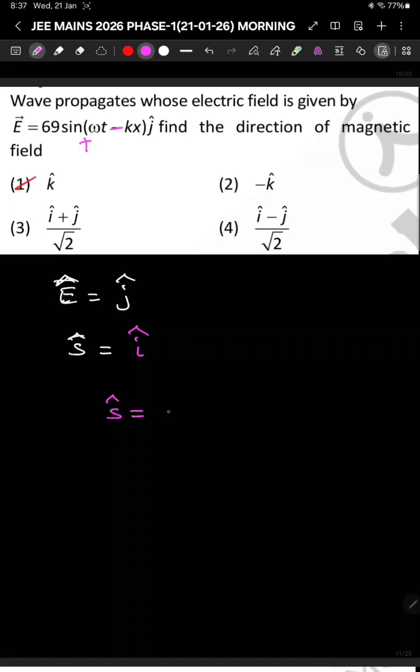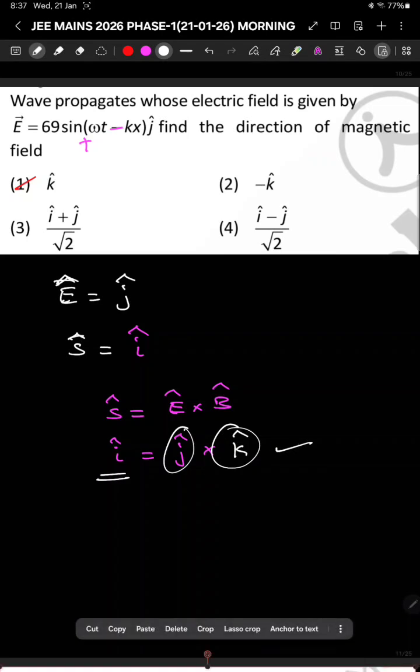We know S cap equal to E cap cross B cap. So S bar represents i cap here, E bar represents j cap. So B bar should be k cap. Then only you can get i cross j... then definitely B direction should be k cap, so j cross k will give i cap. So direction of B bar is along k cap.